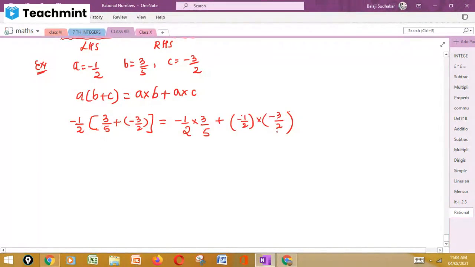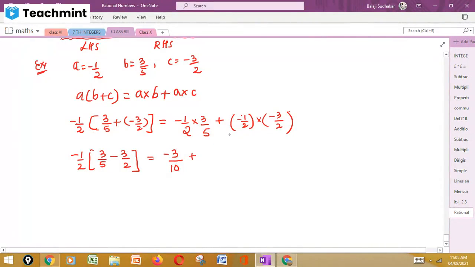Yes, sir. I have written this in this form. Now let us check. First we have to solve the values inside the bracket. Minus 1 by 2 into, 3 by 5 keep as it is, and plus into minus is minus, therefore minus 3 by 2. Now minus 1 into 3 is minus 3, 2 fives are 10.